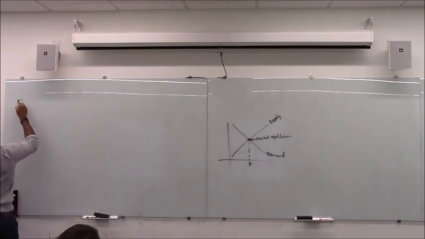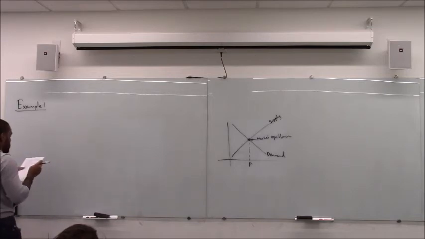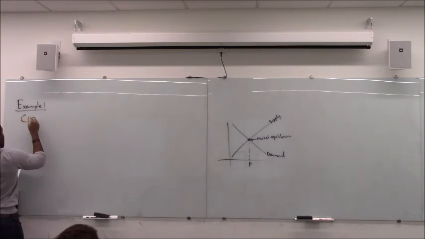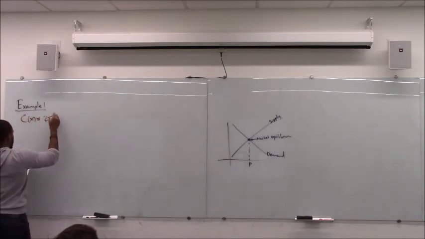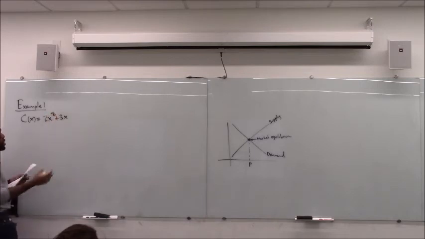And example 1. So, example 1. The cost of producing x glow-in-the-dark boxer shorts. Okay, so we're given the cost function, like I said, 2x squared plus 3x. Now, yes, in general, a cost function is going to be way more complicated than this, but the idea is what's important. So, just say your cost function is like a quadratic or whatever.